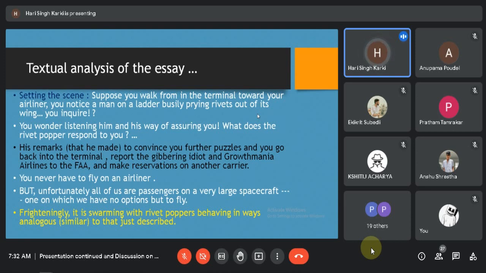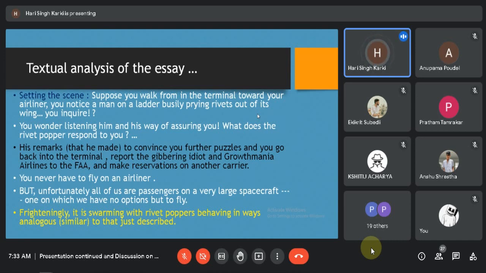You are never interested to fly on such an airliner, but unfortunately we are the passengers of the same universe of this spaceship ecosystem, this Earth here. Largely this has been compared with that analogy only. We are no more interested, but still there is no other option, we have to fly, we have to move further, we have to proceed. That's why there is threatening, there are swarming effects.